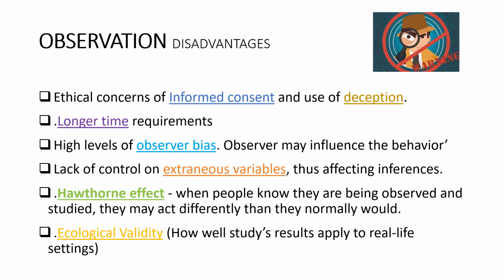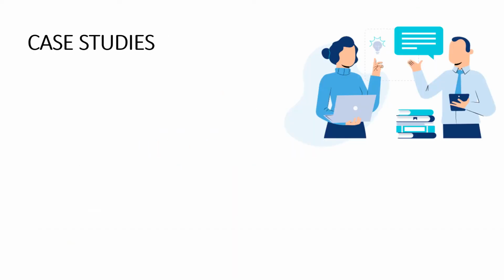Observations do have disadvantages. Ethical concerns of informed consent and the use of deception is a concern. Longer time requirements is a cost. High levels of observer bias could be resulting due to the observer influencing the results. There is lack of control on extraneous variables, thus affecting inferences, and Hawthorne effect could interfere with the results, and ecological validity, how well those results could be applied to the real life settings, is questionable.